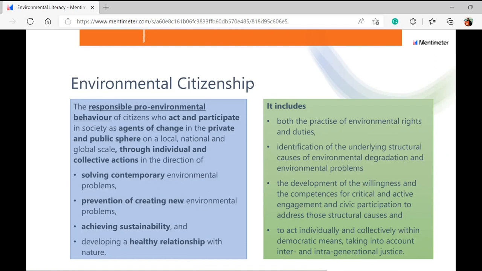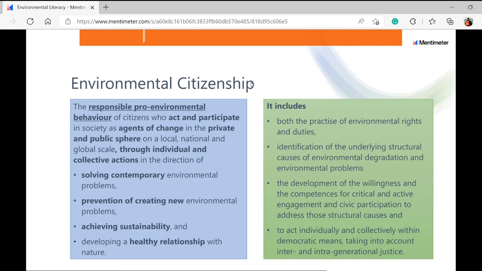So there was a large synthesis project from Erasmus with the European Union, and they defined environmental citizenship, or responsible pro-environmental behavior, as citizens who act and participate. So action is important as part of the responsibility, and participation is important in society as agents of change. So it's not about changing myself or my own behavior, but also influencing others in the private and public spheres, both as an individual in my family, but also in public space with my friends, in schools and in the community that I live in, on local, national and global scale, through individual and collective actions in the directions of. These directions are important.